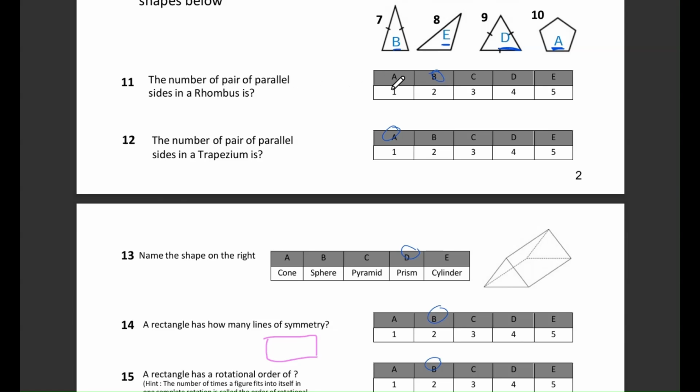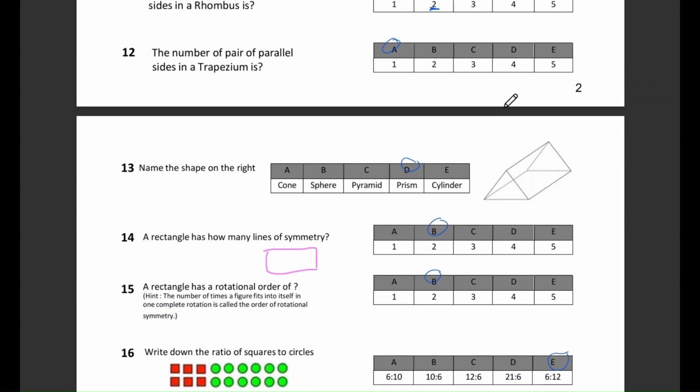The multiple choice answers are A1, B2, C3, D4, and E5. A rhombus, similar to a square or a rectangle, always has 2 pairs of parallel sides. So the correct answer is B, 2.